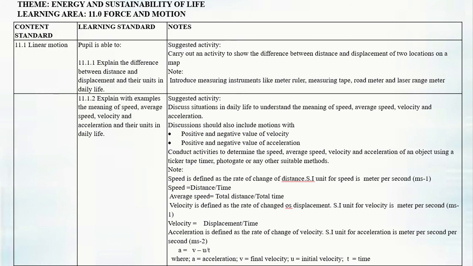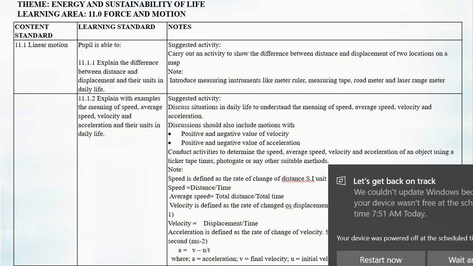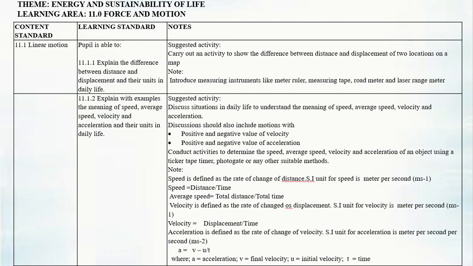An activity that can be carried out in a class is showing the difference between distance and displacement of two locations on a map. You can also introduce measuring instruments like meter ruler, measuring tape, road meter, and laser range meter.